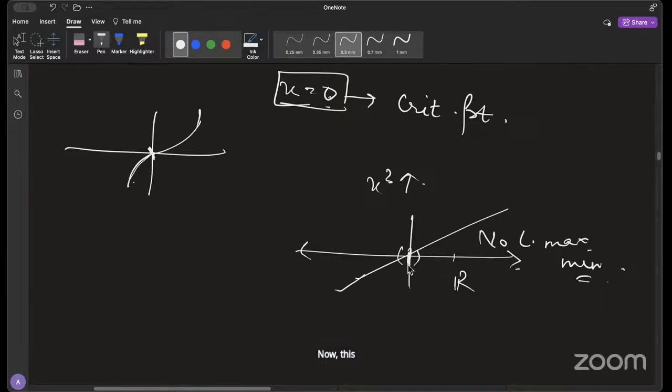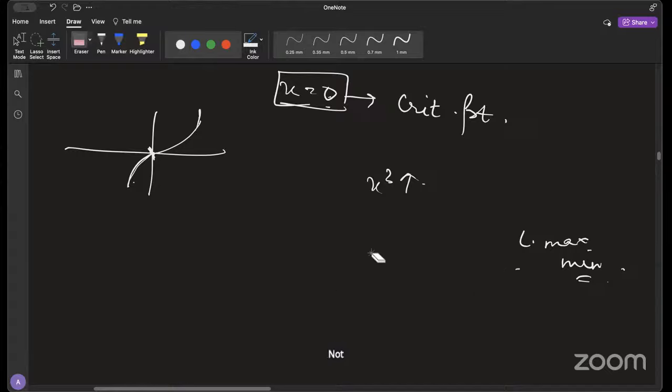Now this is neither the maximum because there are values less than this. These are less than this, right? And these are greater than this. So not this one. It's a saddle point here in x cube.